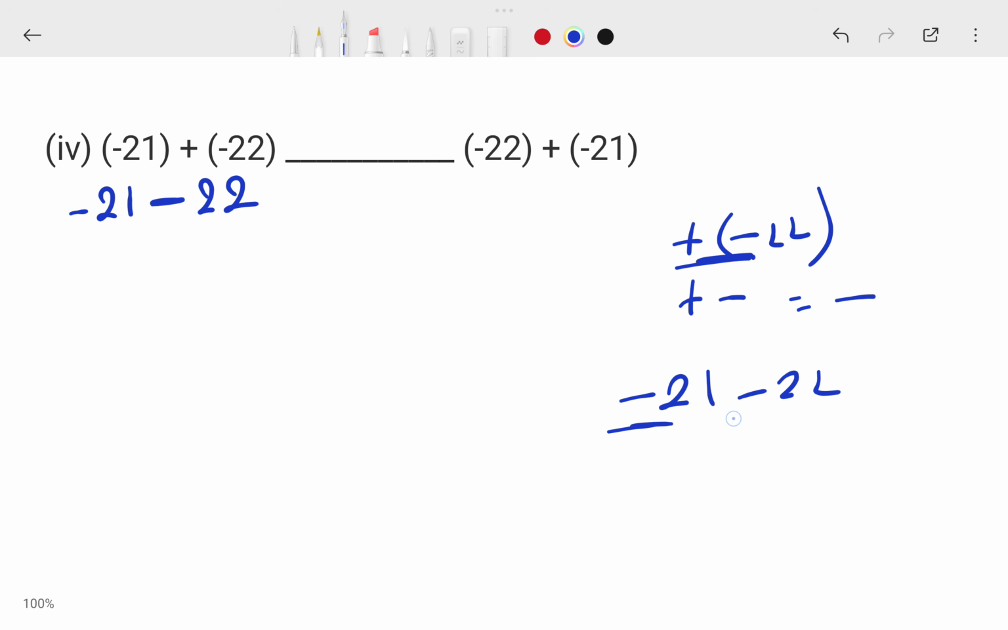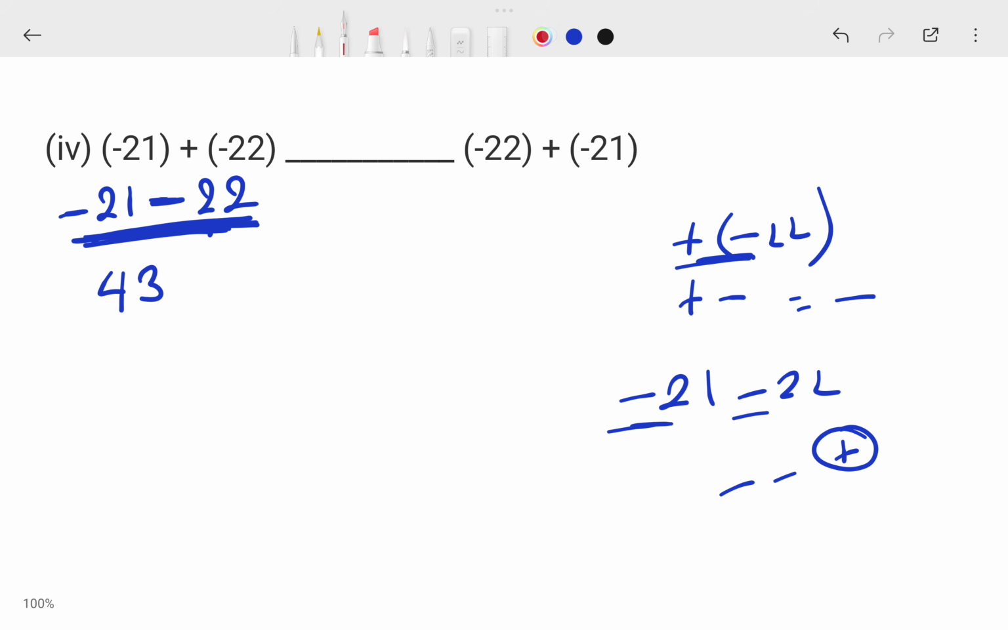We have two symbols, minus minus. Minus minus is always positive only. Now we will add this one. Why? Because minus minus is plus. So that's why we will add this whole number. It is going to be 43. 21, 20, 20, 40, 40 plus 3, that is going to be 43.